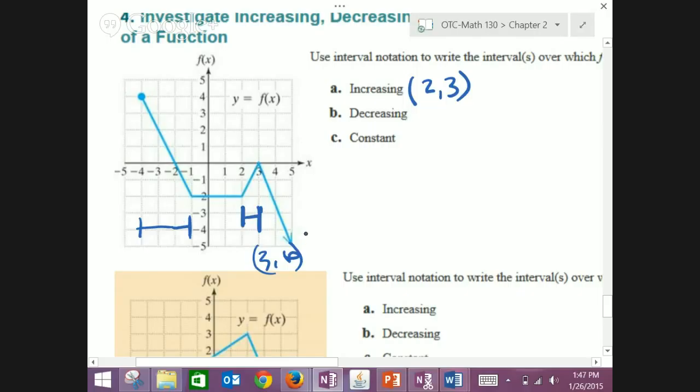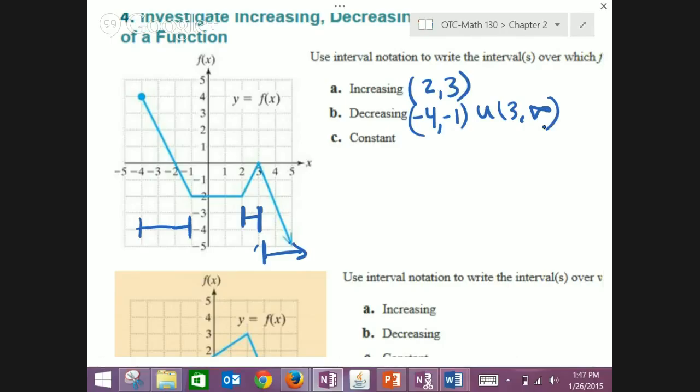So one way to write that is with a union. This might come up in Alex. So decreasing from minus 4 to minus 1, union 3 to infinity. So you only ever put the x-axis, the x inputs. If I plug in minus 4 to minus 1, my function is decreasing. And then from 3 to infinity, it's still decreasing. Why is it minus 1? Because at minus 1, it stops decreasing.